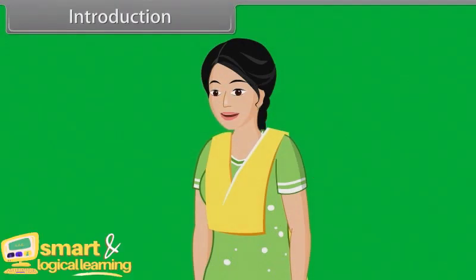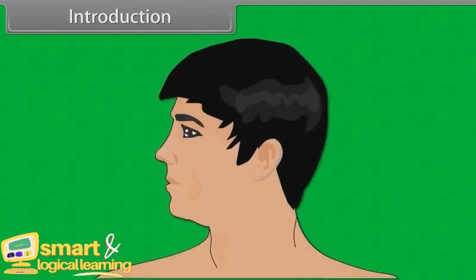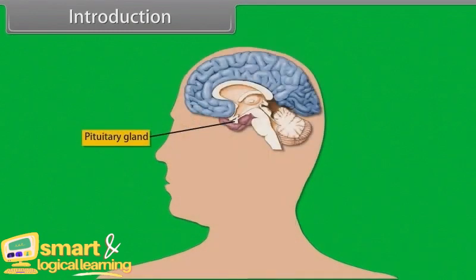Hey kids, in this lesson you will learn chemical coordination and integration in the human body. Do you know how we grow in size? Growth is a very complex process involving coordinated action of several hormones. Majorly, growth hormone is responsible for stimulating growth of the body, which is released by the pituitary gland.